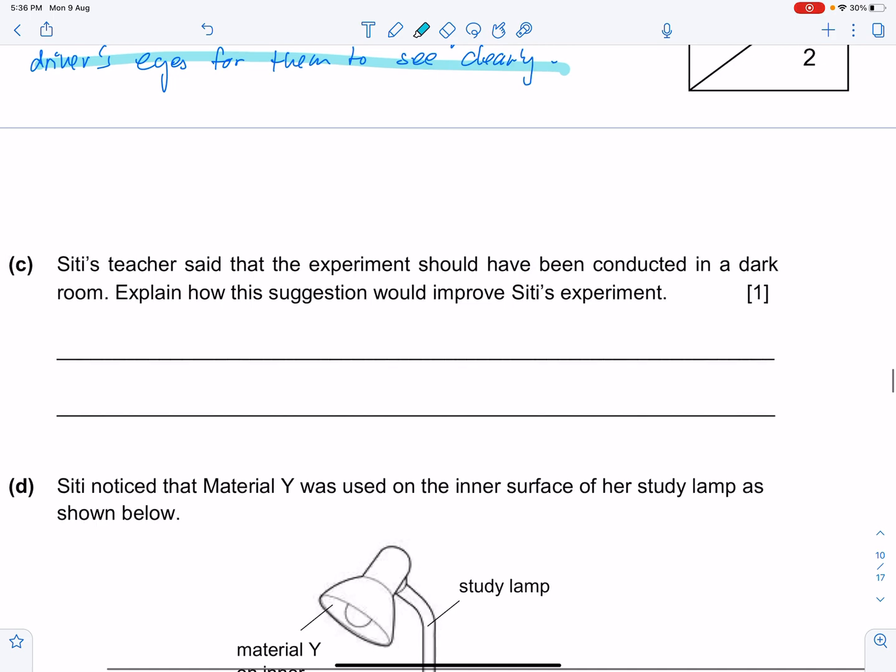Next, City's teacher said that the experiment should have been conducted in a dark room. Explain how this suggestion would improve City's experiment. Right off the top, this is actually a fair test question. You need to recognize it. In a fair test question, there can only be one variable. In this case it would be the type of material being hung on the wall. So if you do the experiment in an open room, the amount of light that varies in the room is an additional changing variable.